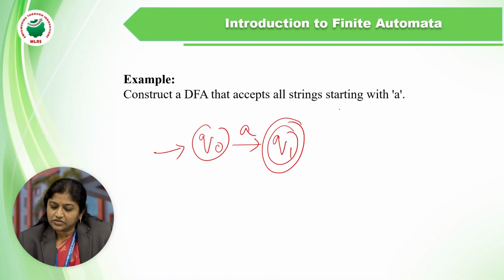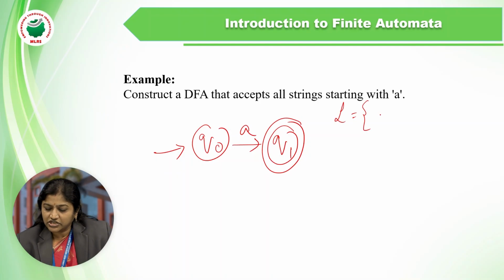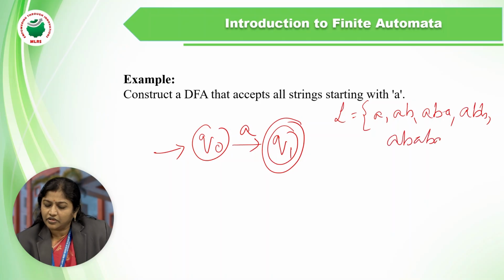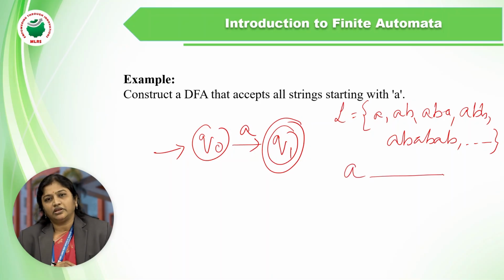What are the possible strings? A, starts with A, ends with B, or then AB, ABA, ABB. Remember, it starts with A, and after that it can be anything, any possible string, but it should start with A. Okay, so Q0 on A goes to Q1.